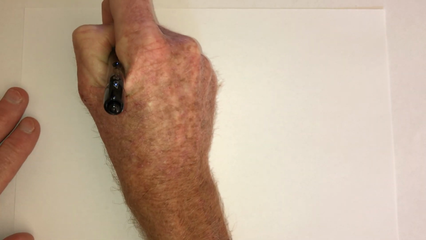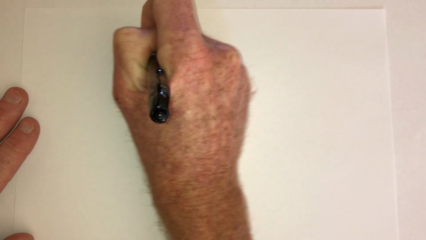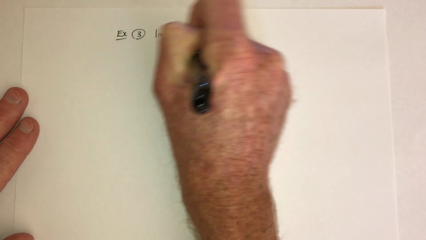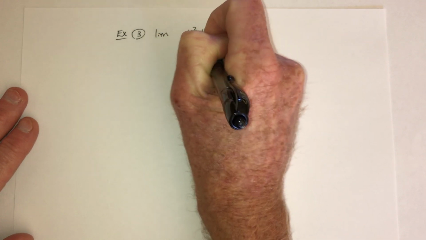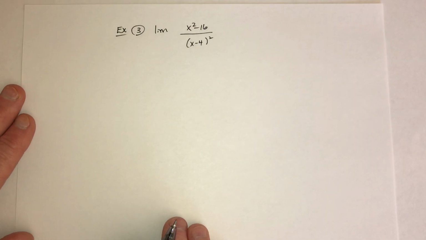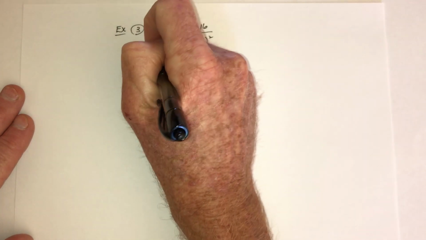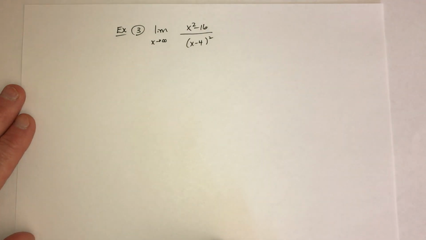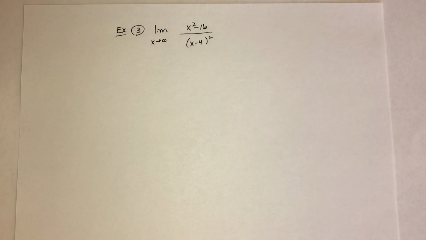Now, what about if we, example number 3, take that same function, x squared minus 16 over x minus 4 squared. So the same function as example number 2, but this time take the limit as x goes to infinity. In other words, if you follow the graph out to the right, what's happening to it?